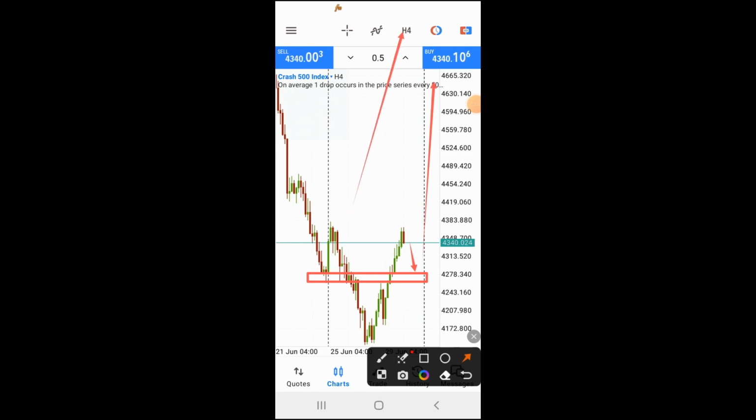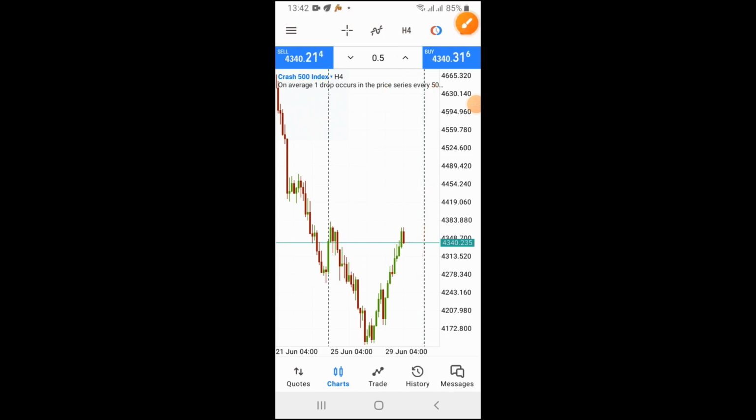Do not forget that this is the 4-hour time frame, guys. Although I have set my chart on the 4-hour time frame, I am not going to open my position on it. I am going to open my positions on a lower time frame, but the 4-hour time frame is going to help me decide what the market is doing. It's going to help me see the clearer picture of this particular pair that I'm trading, which is Crash 500 index. And what you just need to do right now is this.